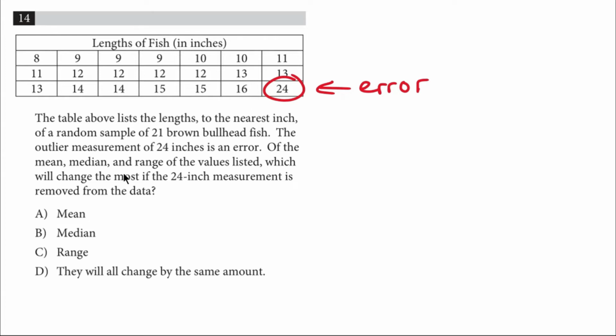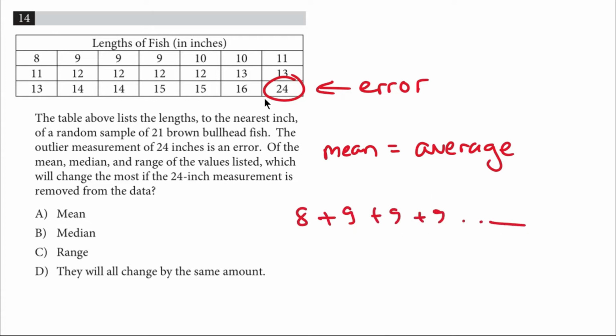Of the mean, median, and range, which will change the most if this one, 24 inches, is removed from the data? Now let's recall what mean, median, and range are. Mean is the average. So we have to sum everything right here, like 8 plus 9 plus 9 plus 9, and so on until 24, and then divide everything by how many numbers we have. We know we have 21 numbers, so we divide by 21, and we get the average.